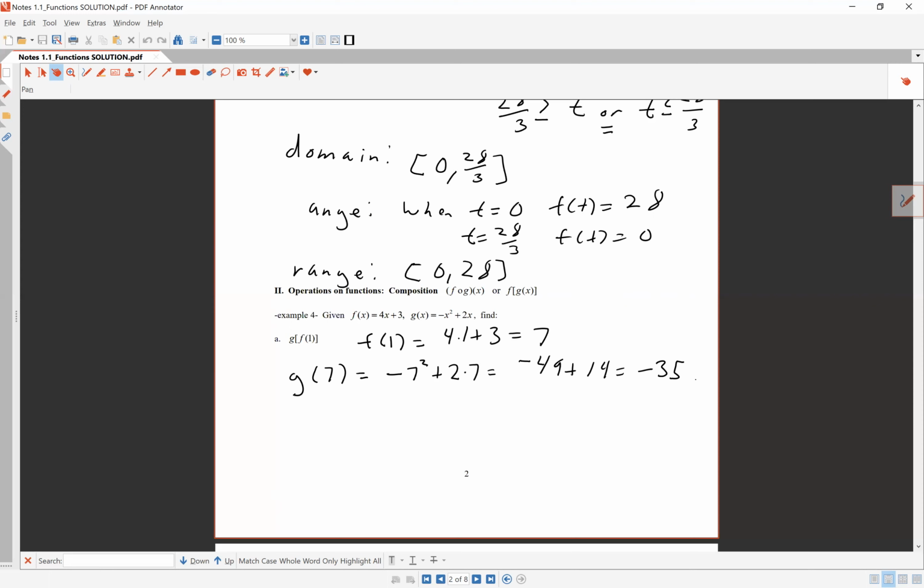And so f of 1, well, you just plug in 1 for x. So you get 4 times 1 plus 3. Well, that's 7. And then we're trying to compute g of f of 1. So f of 1 is 7. And then g of 7 is minus 7 squared plus 2 times 7. So you get minus 49 plus 14, you get minus 35. Okay, so first compute f of 1, you get 7, and then compute g of 7.